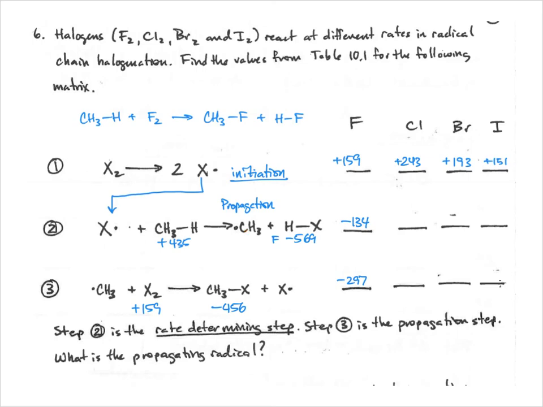This methyl radical then comes down in a second propagation step. The methyl radical is abstracting a halogen. This is how you get your product.